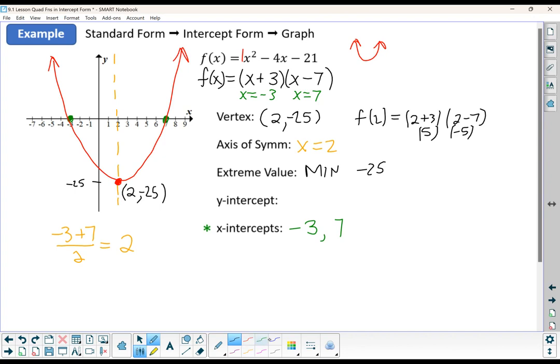All right, the last thing I want to label is my y-intercept. I can see that it's a negative number between 0 and negative 25 based on my sketch. So let's see if we can calculate it. The y-intercept happens when x is equal to 0. So f of 0 is 0 plus 3 times 0 minus 7. That's a negative 21. And that makes great sense with the rest of that sketch.